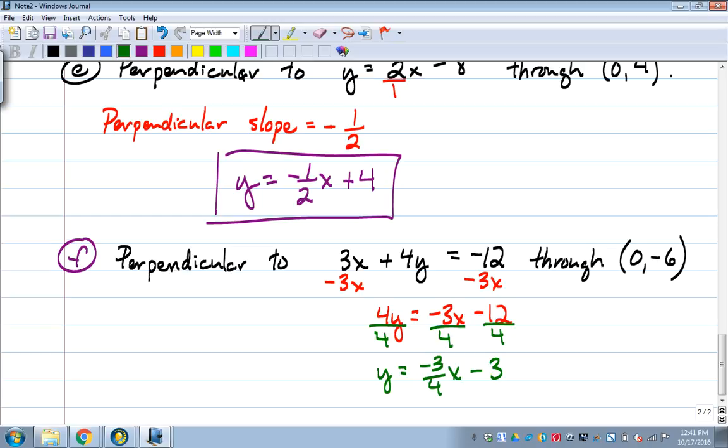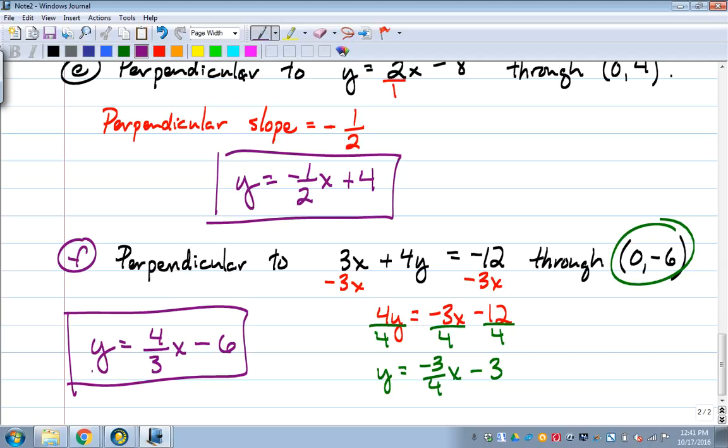What's our perpendicular slope? Positive or negative? Positive. Flip it over, change it. We know that's the y-intercept, so we can go ahead and write the new equation. y equals 4/3 x minus 6. Flip the slope, change the sign. That's your perpendicular slope. If you were to graph this equation and this one, you would see them crossing at a 90-degree angle.